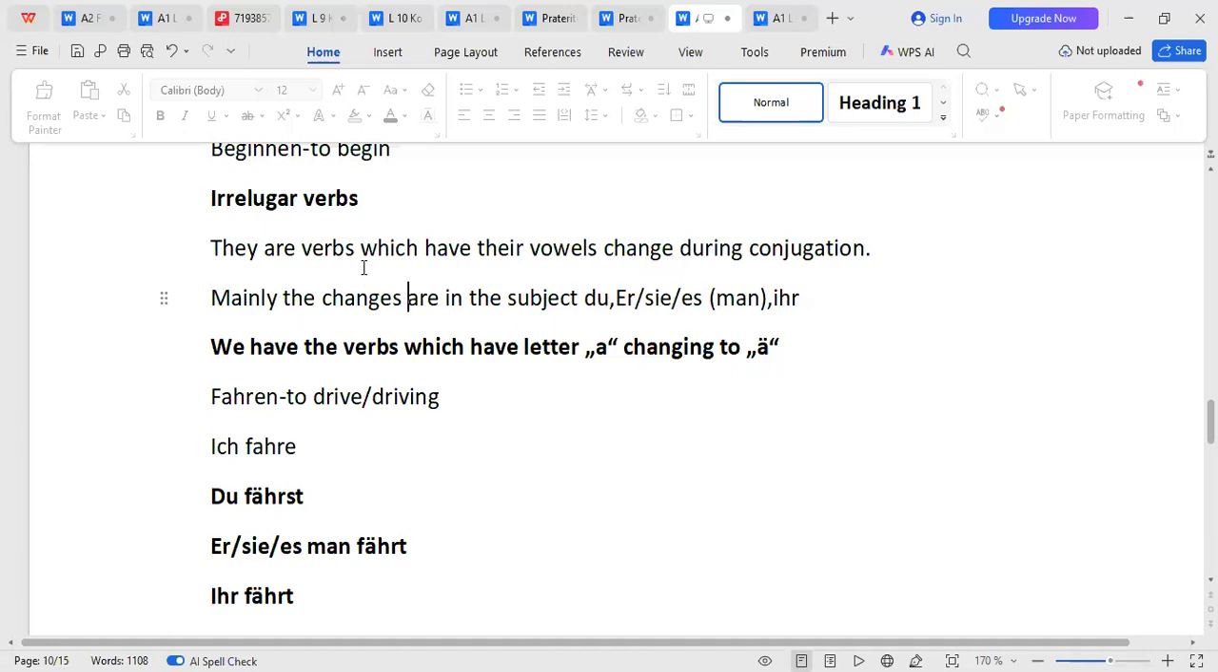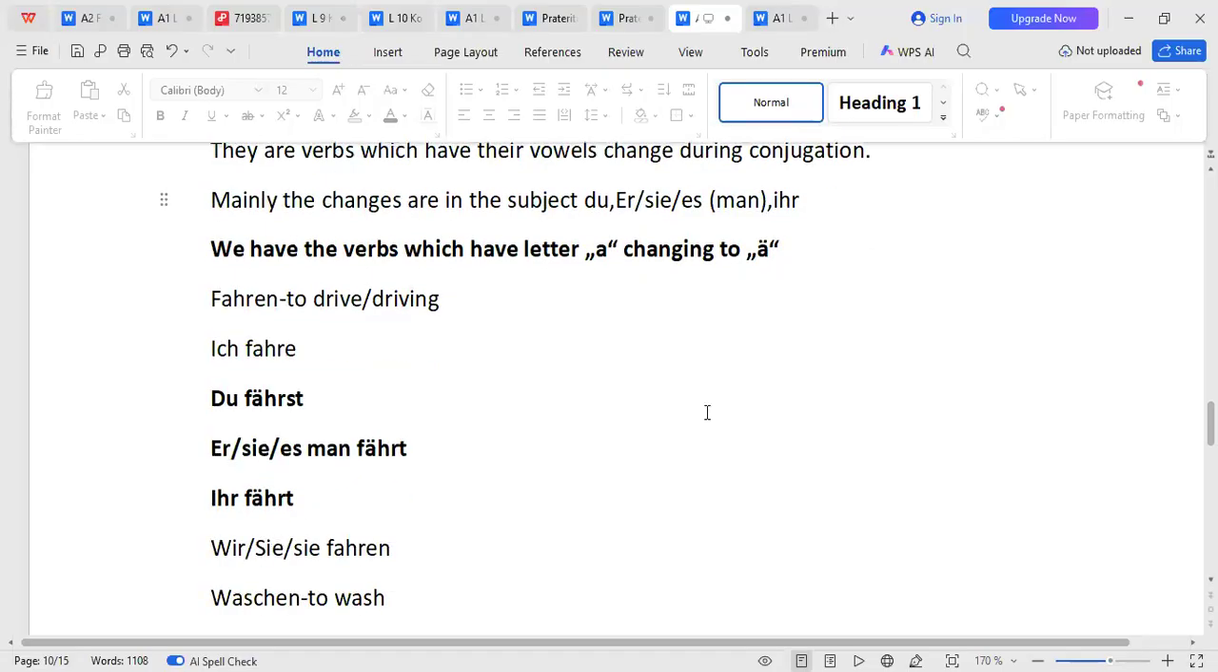Students, I'm saying irregular verbs. These are verbs which have their vowels changed during conjugation. But mainly the changes are in the subjects du, er, sie, es, man, and ihr. For example, we have some verbs which have their letter A changing to A umlaut. Fahren means driving, students. So we'll say ich fahre. Just remove the en ending. The rules maintain. Ich fahre, I drive or I am driving.